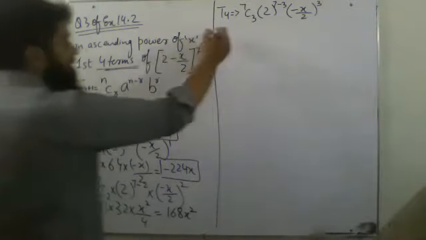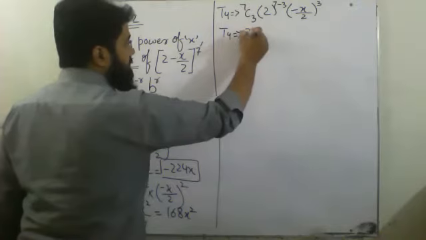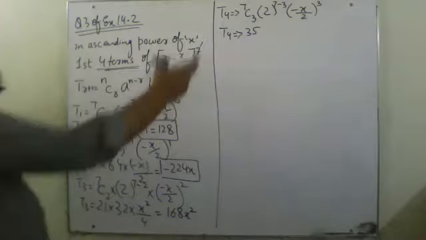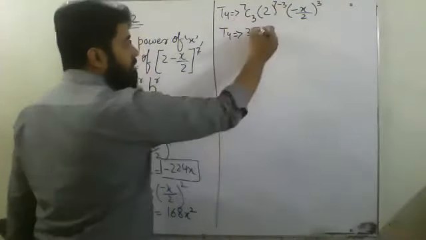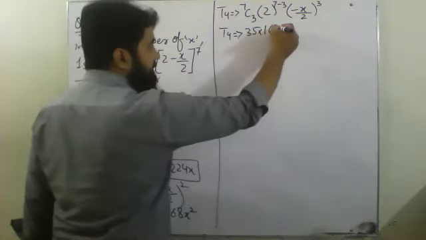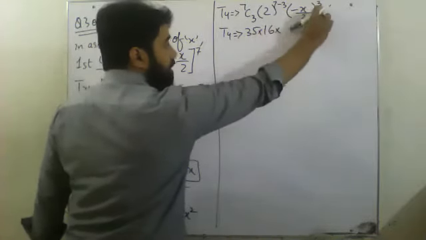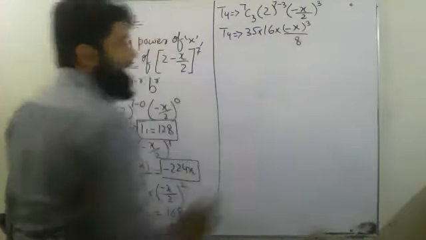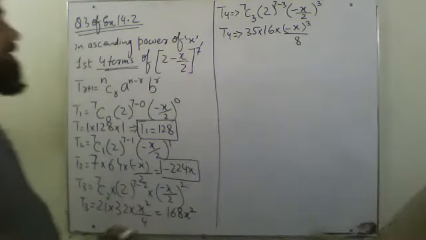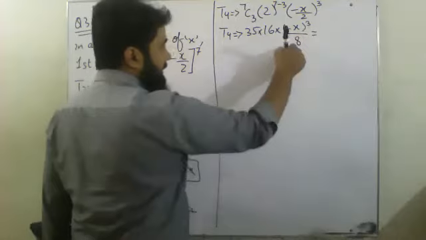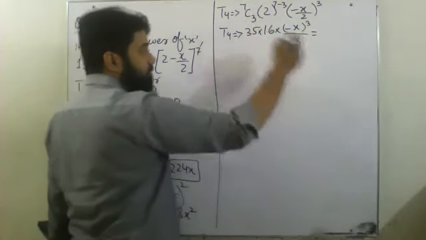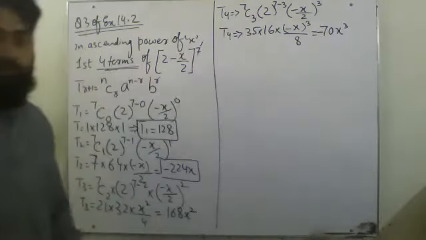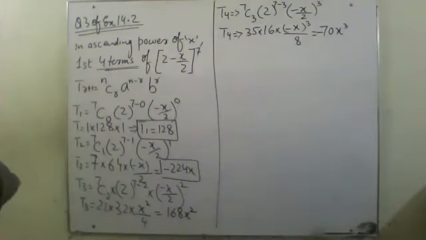Now, the result of 7C3 will be equal to 35. 7 minus 3, the power will be 4. So 2 to the power 4 will be 16, into, as the power is odd, the minus sign will remain, minus x cube over 8. When I simplify it, 8 ones are 8, 8 twos are 16, and 35 into 2 will be minus 70x cube. So I have got all four terms which are needed.